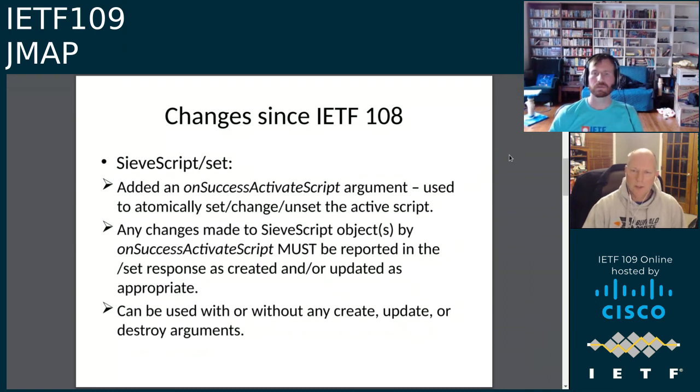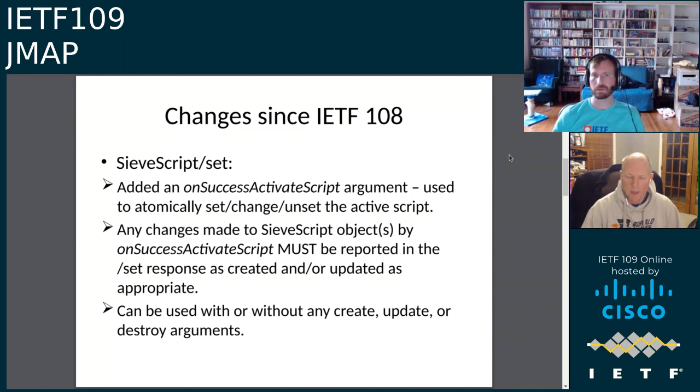Okay, changes to the set method. As mentioned just a second ago, we've added a new onSuccess activate script argument, which is used to set, change, or unset the active script. This only gets acted upon if all of the creates, updates, and destroys succeed. Additionally, any changes made to any of the objects by this action must be reported in the set response.